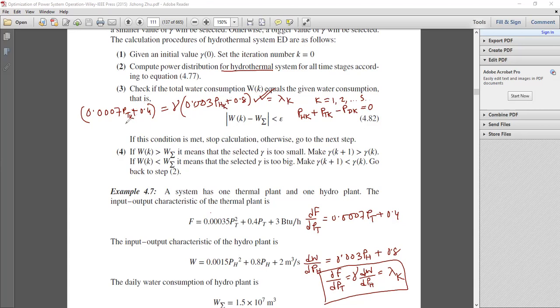So now you have two equations. You have two equations in terms of PTK and PHK here, and PHK and PTK. Remember, PDK is the demand which is given. So this is given. So you have two equations and two unknowns. We can solve it. Okay. So now let's go to the whiteboard. Yeah, let's go to the whiteboard and try to show the derivation there.